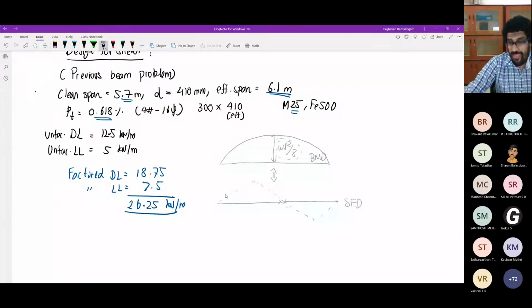What you said was correct. 2 triangles should be there, joining at the middle. These are also 2 triangles, one positive, one negative. But not like this. At the support it will be maximum, so it will be perpendicular to the support. It will be vertical at the support. So it will look like this.